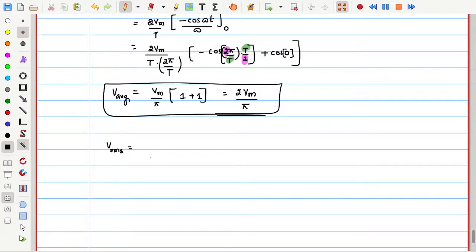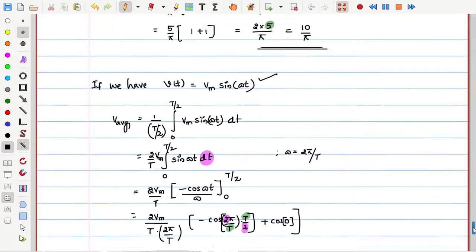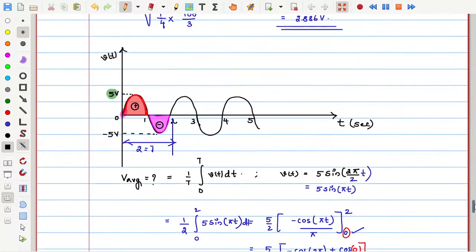V RMS is equal to what? I will do square root of 1 by T by 2 integral over 0 to T by 2. For the RMS value, whether you consider the full cycle or half cycle, it doesn't matter. So instead of all these T by 2, I will consider T only. I will tell you why it does not matter in the case of the RMS value, whether it is symmetric or not symmetric. Can somebody identify why it does not matter?